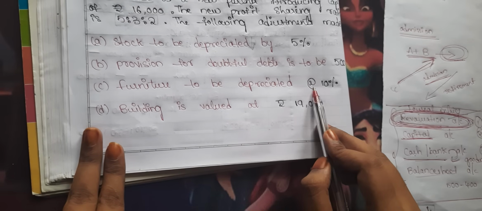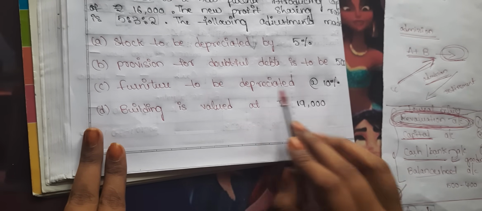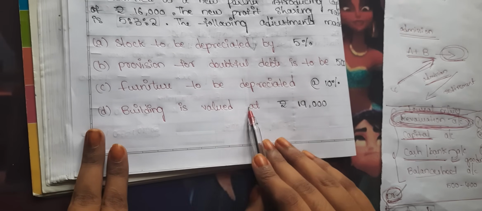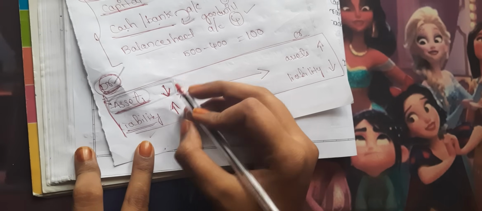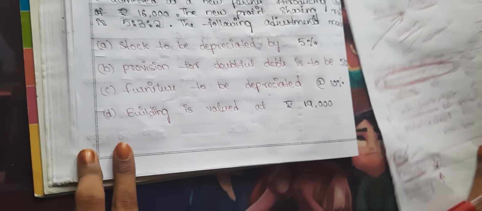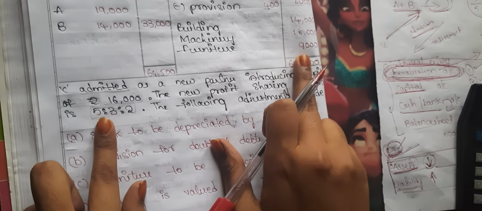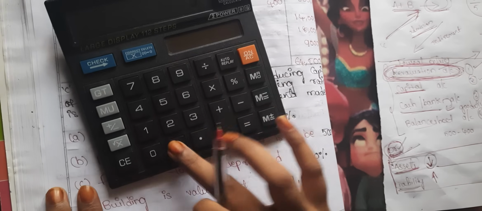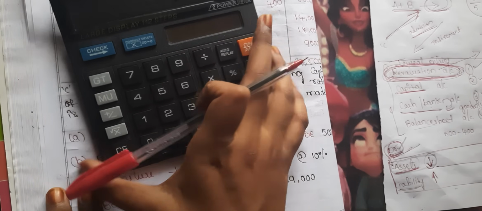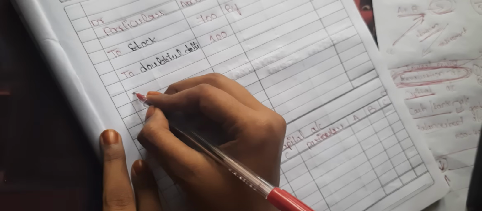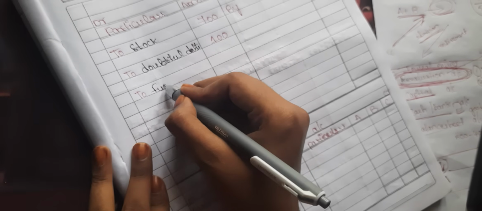Furniture is to be depreciated at the rate of 10%. डिप्रिसिएशन, फर्नीचर got decreased. जब एसेट की वैल्यू डिक्रीज हो रही है तो किधर ले रहे, डेबिट साइड, राइट? So furniture got depreciated at the rate of 10%. तो फर्नीचर का अमाउंट क्या है पहले वो देख लेना. It is 9000. Okay, 9000 into 10%, how much it is? It is 900. So you need to write to furniture. How much is the amount? Sorry, to furniture it is 900.